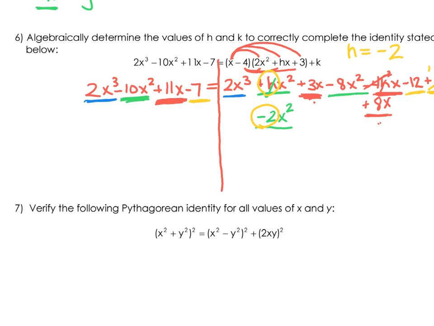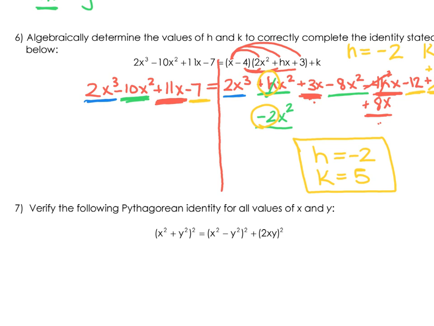If you wanted to put a positive 5 here, you'd be correct. Negative 12 plus 5 would give you negative 7. And so now we figured out that k has to equal 5. And there they are. So we got h equaling negative 2, and we got k equaling 5. And we solved it. By making those variables, those numbers, the left side would come out to equal the right side. A little bit tricky.